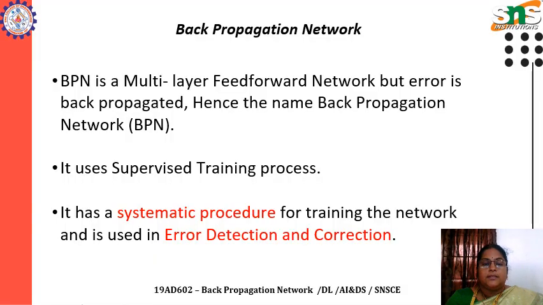As we already discussed about the neural network, the neural network has three layers: input layer, hidden layer, and the output layer. And the same deep shallow neural network has a limited number of hidden layers. And this is another type of neural network called backpropagation network. It is also a multi-layer feed-forward network. Why is it called backpropagation? Because it is going to backpropagate the error. Error is backpropagated. Hence, it has got the name backpropagation network.